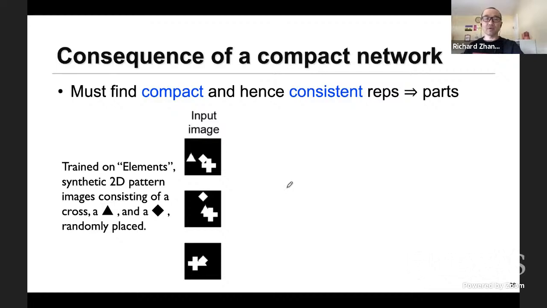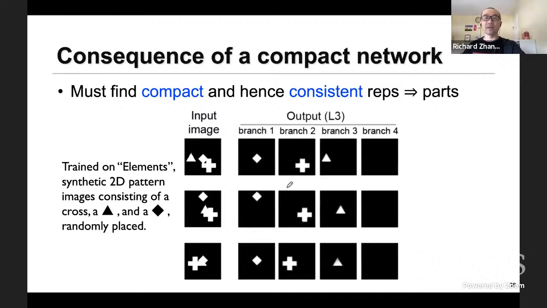With this kind of toy example, we have these images with just 3 patterns, right? And then the network is able to learn these simple representations for the 3 kinds of shapes: a diamond, a cross, and a triangle.